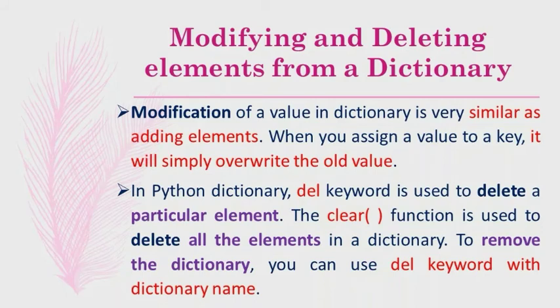The clear function is used to delete all the elements in the dictionary. If you want to delete a particular element, you have to use the del keyword. If you want to delete all the elements in a dictionary, you have to use the clear function. If you want to remove the dictionary, you can use the del keyword with the dictionary name.